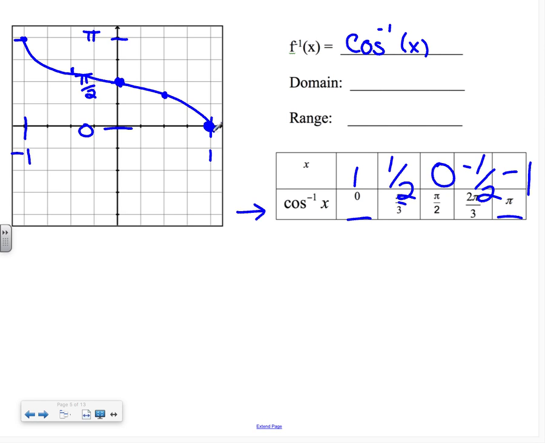What's the domain of the new graph now? -1 to 1, and the range? 0 to pi. Okay, so when you take inverse cosine on a calculator, it's only going to give you an answer between 0 and 180, so it's not going to give you anything in the third or fourth quadrants, which you have to be aware of. Okay?